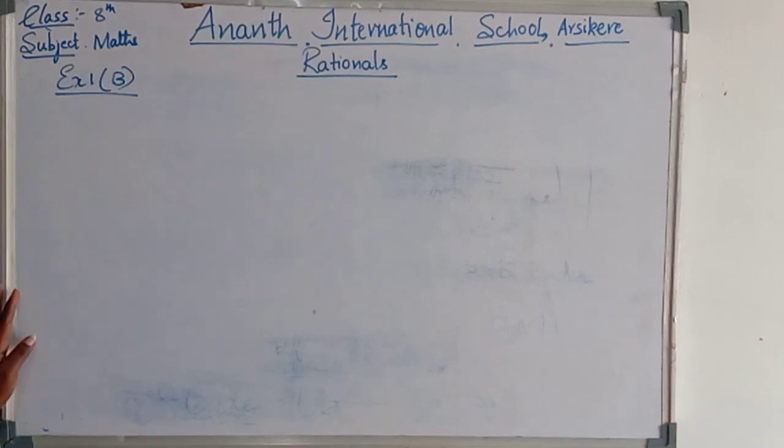You may know that there are four properties: closure property, commutative property, associative property and distributive property. But the closure property is the only one that holds good for all the four fundamental operations: addition, subtraction, multiplication and division.